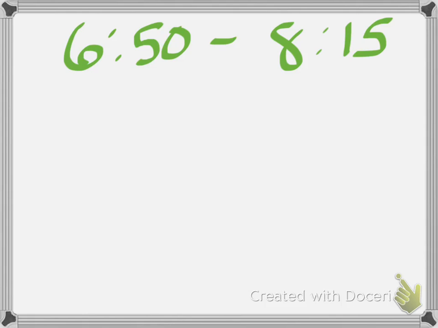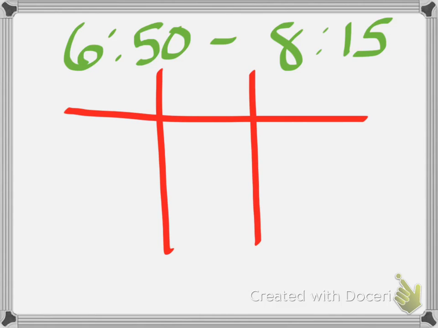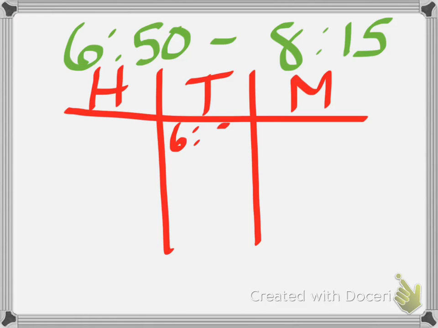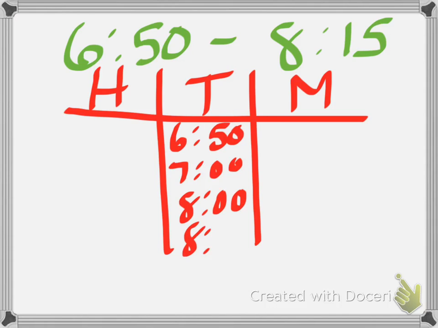Alright, so hopefully you went ahead and paused and you tried it on your own. You're back. The first thing you did was create this graphic organizer. You have time, hour, and minute. You put your beginning time, which is 6:50 right there, and then you go to the next hour, which is 7 o'clock. Then the next hour is 8 o'clock, and our finishing time is 8:15.